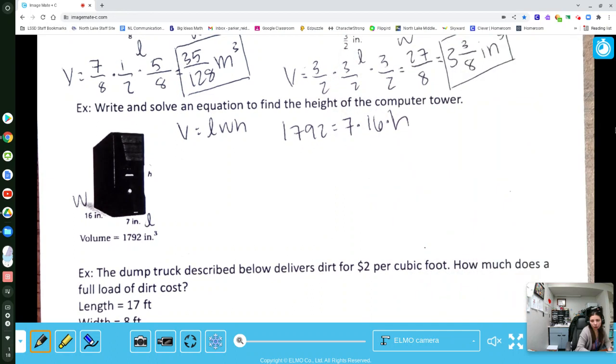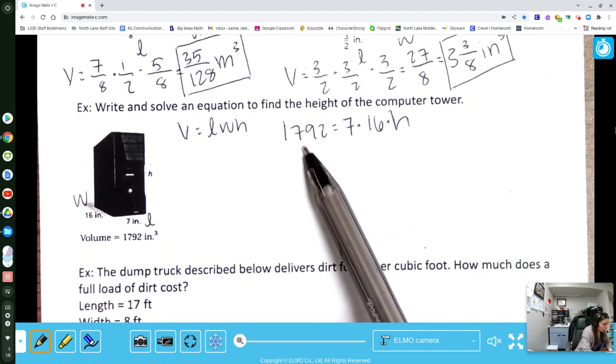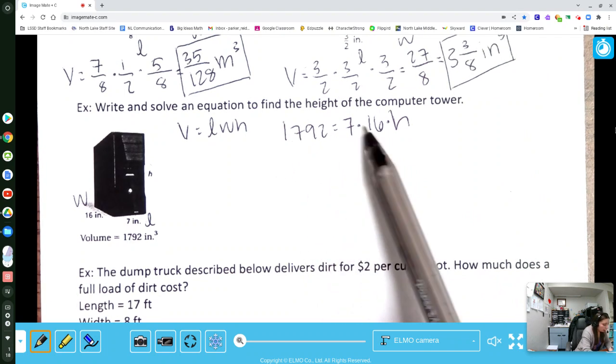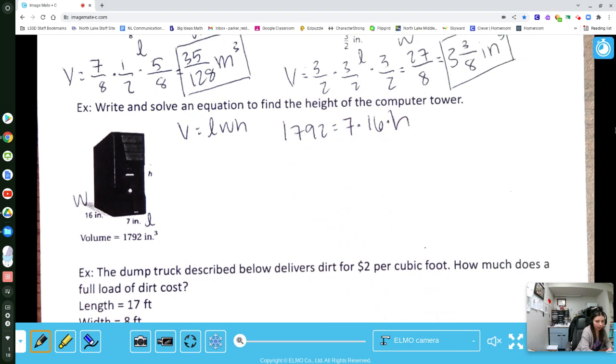So this is my equation. When it said to write an equation, we have now done that. The volume, 1,792, equals the length, 7, times the width, 16, times h, the unknown height. And now we're going to solve the equation. I'm going to figure out what h needs to be.